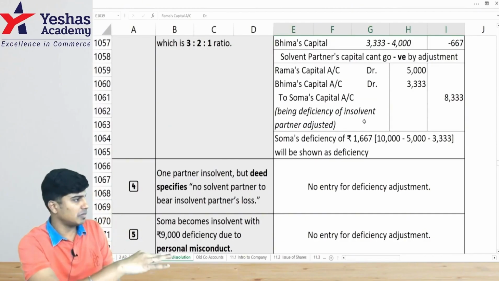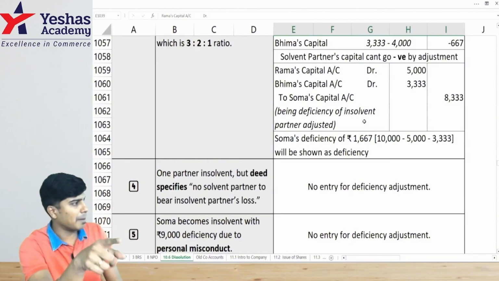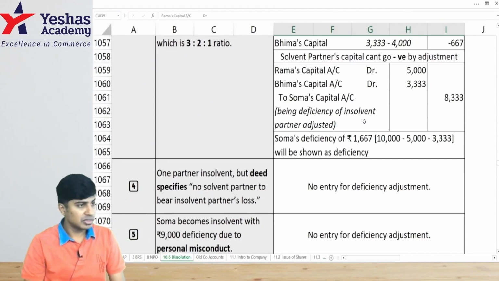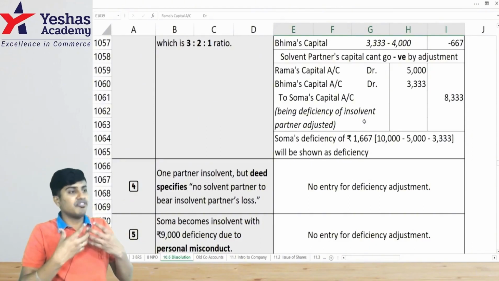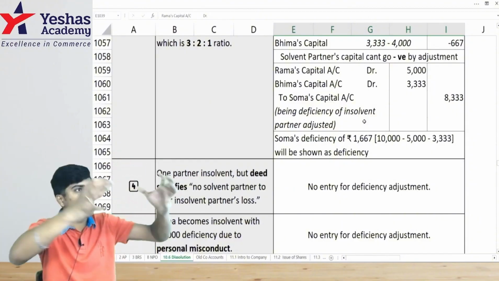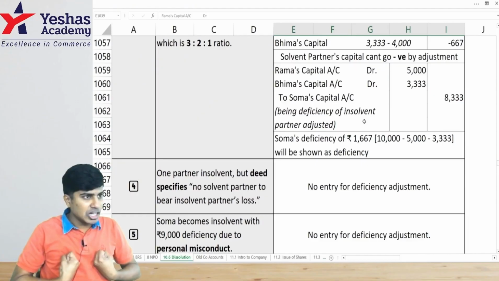Whenever there is insolvency, whenever you are applying Garner versus Murray, first close the realization account by finding the loss, transfer it to capital, check the debit balance in capital, then you conclude that the partner is insolvent. Then before you apply the deficiency adjustment, first receive the realization loss in cash from the partners.